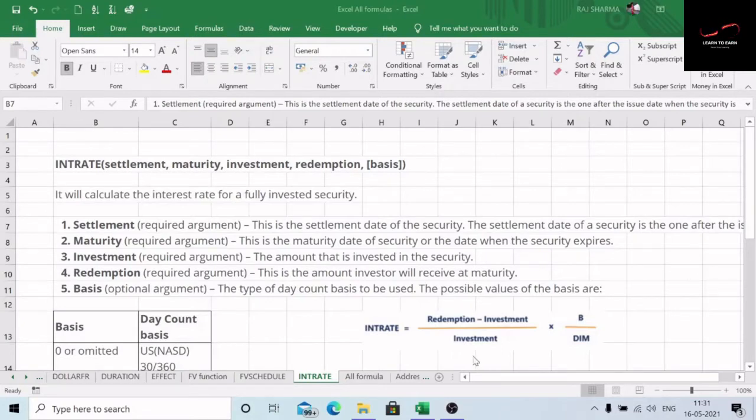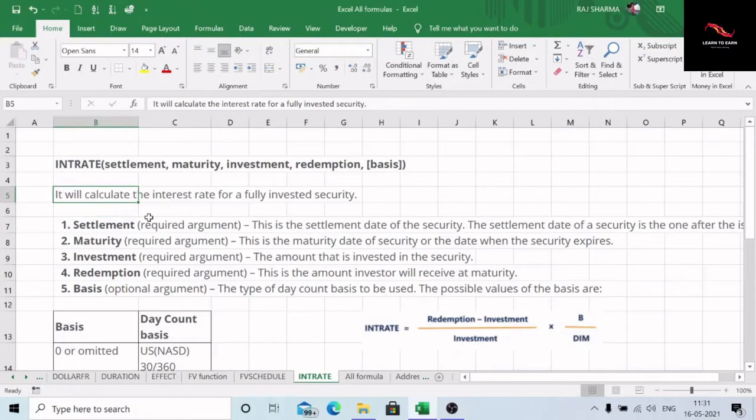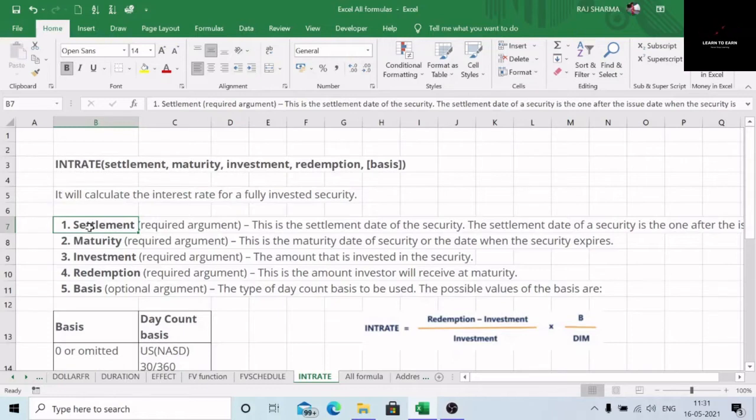This formula helps us calculate the interest rate for a fully invested security, and the variables used in this formula are settlement date. Settlement date is the date when the present buyer has acquired the security and got the right to earn interest or get coupon on this security. Maturity date is the final maturity date of the security, when the security expires and the investor is going to get back his money along with the interest.